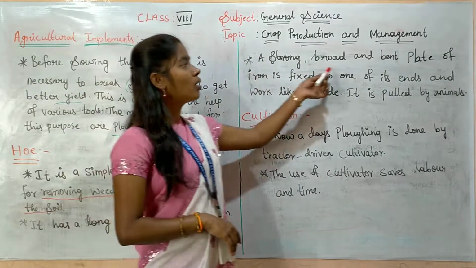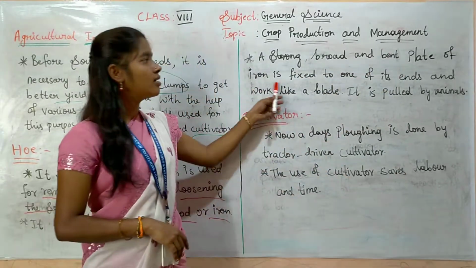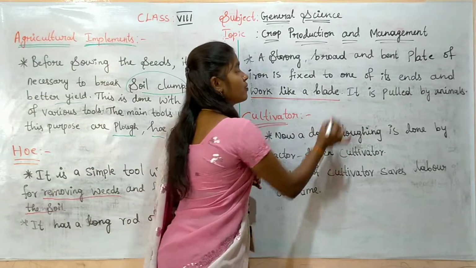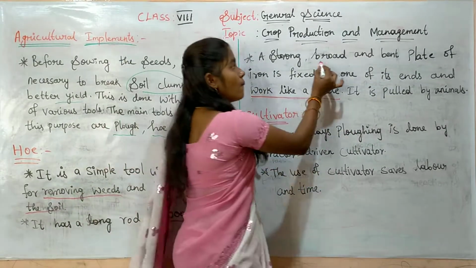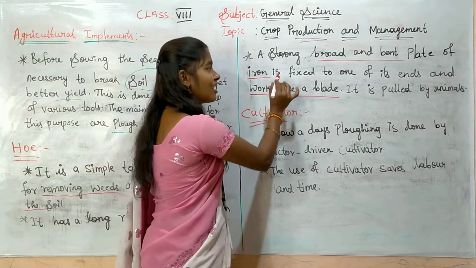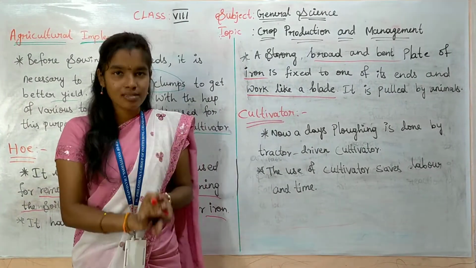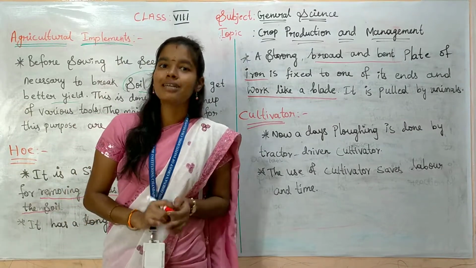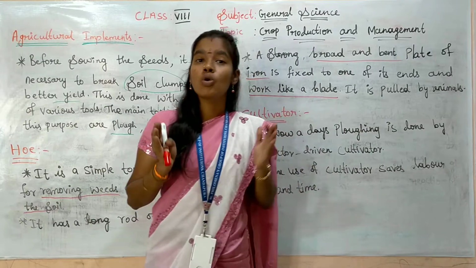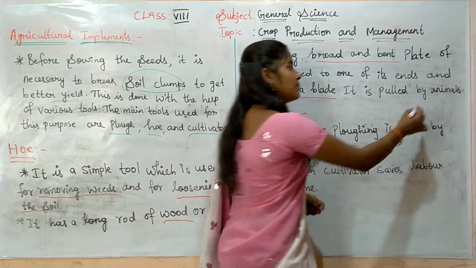A strong, broad and bent plate of iron is fixed to one of its ends and works like a blade. So, a strong, broad and bent plate of iron is fixed to one end of it, so that it works like a blade. It is so sharp. It is pulled by animals.